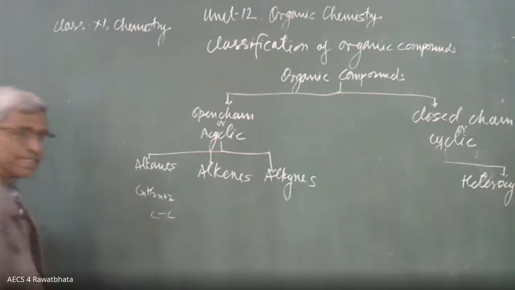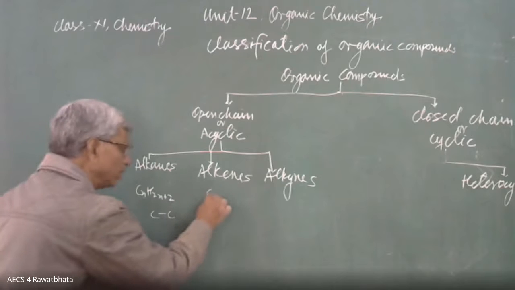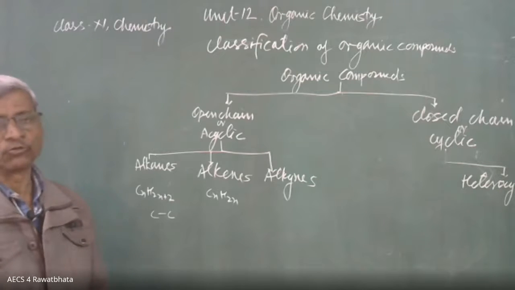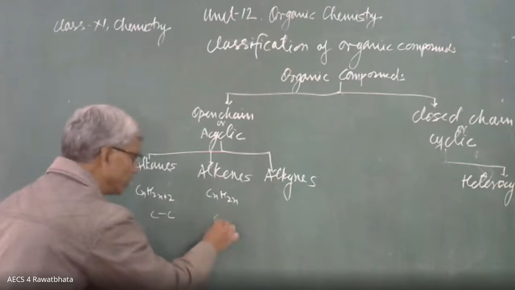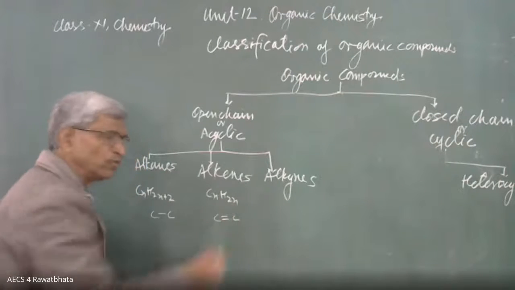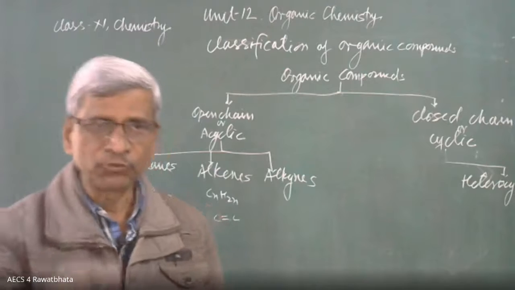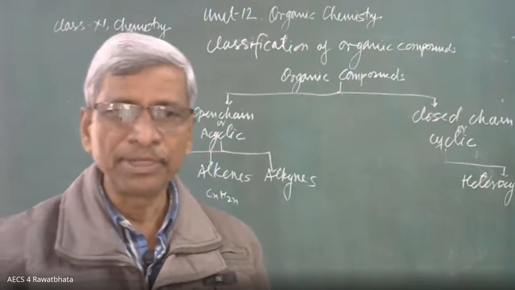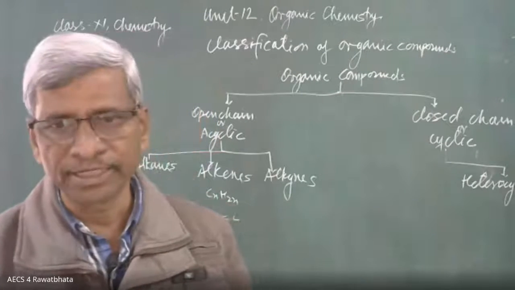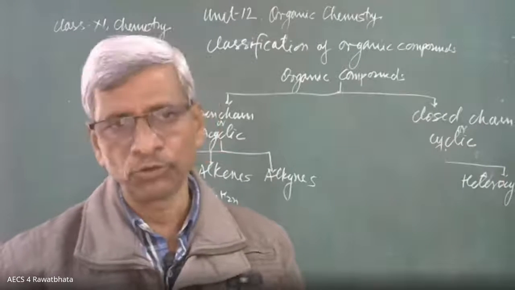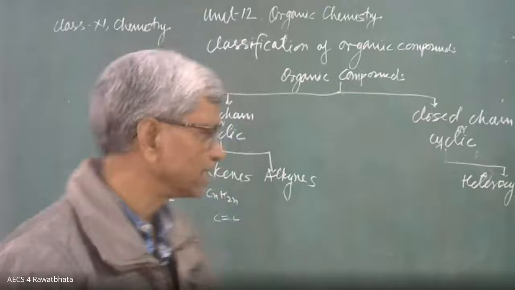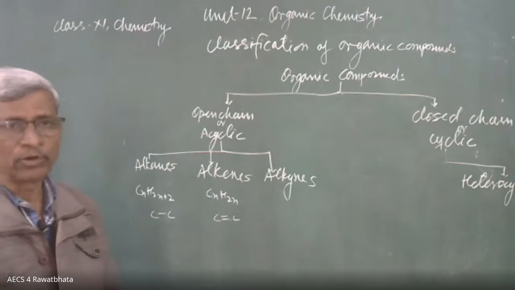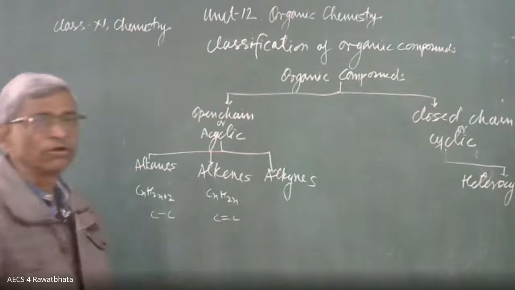Carbon, there is a single bond present. Alkene, the formula is CnH2n. Hydrogen atoms are just double the carbon atoms. And there should be a double bond. This formula is conditional. If there is only one double bond present in the compound, then only this formula is followed. There may be more than one double bond, two double bonds in the compound, then this formula will not be followed. When two or more double bonds are present in the same compound, this formula is not followed.